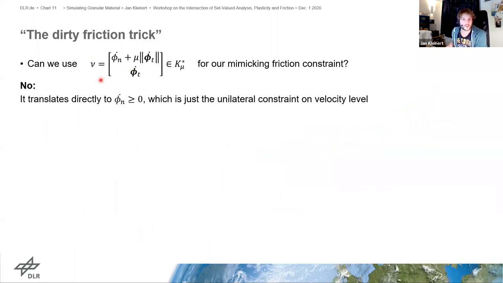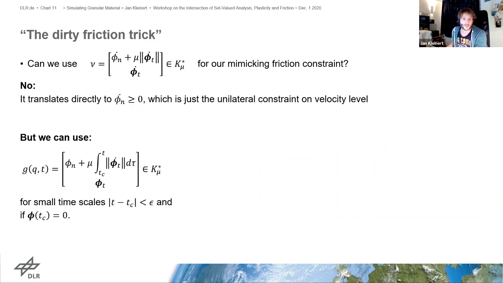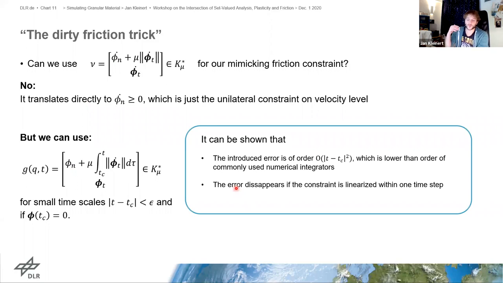So can we directly use the conical inclusion from the De Saxé and Feng paper? Well, no, because if you write out what the dual cone of the friction cone looks like, this just translates to the normal contact velocity must be greater or equal to zero, which is just the unilateral contact constraint on velocity level. But what you can do is write it like this. This is just the time integral of this vector over a short time period. And it can be shown that you do, of course, introduce an error, but the error you introduce is small compared to the error introduced by the commonly used numerical integrators for granular matter and problems of this size. And also, the error plays absolutely no role anymore if we linearize our constraints, which we will do later on in the numerical methods that we will use.